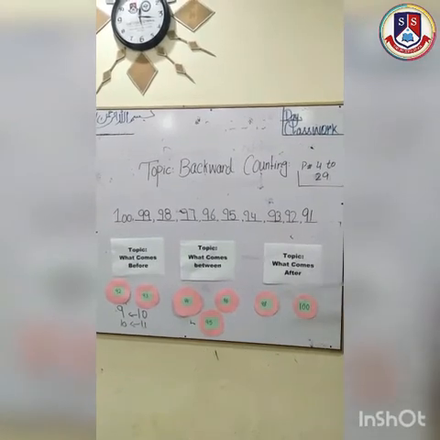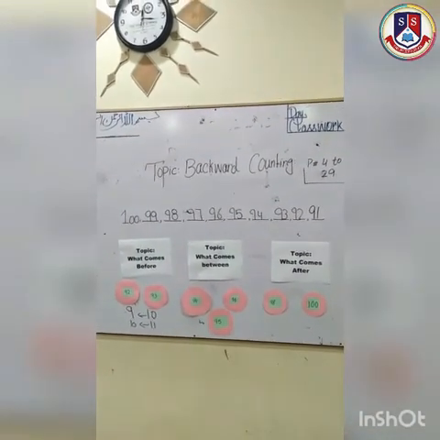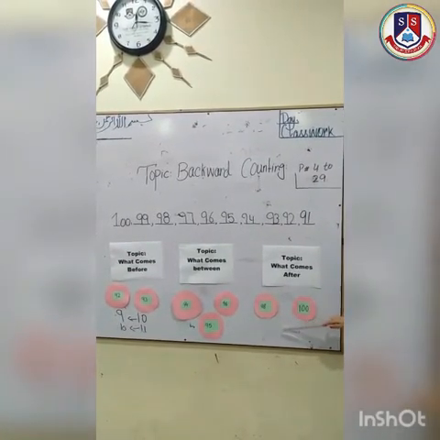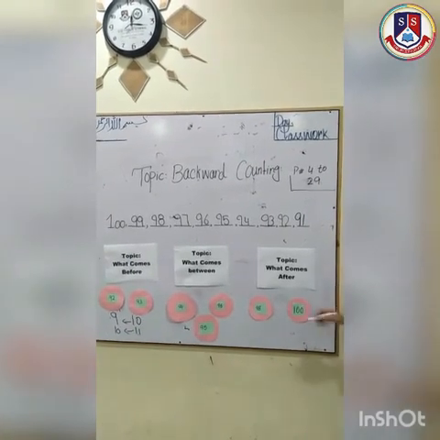And this is the last topic, words come after. After means बाद, उसके बाद क्या आता है, 98. What is after 98? There is, sorry, 99.